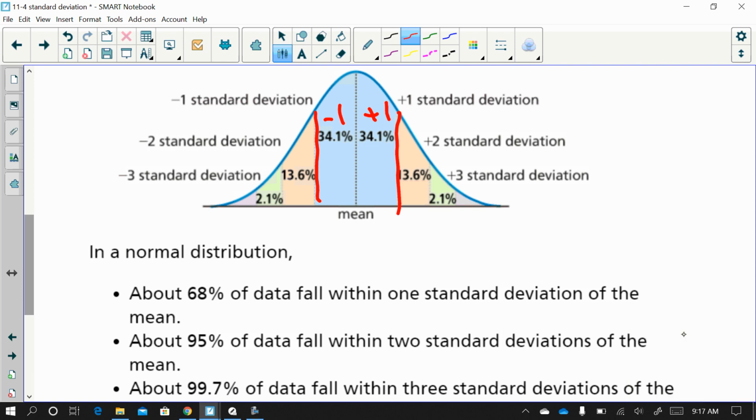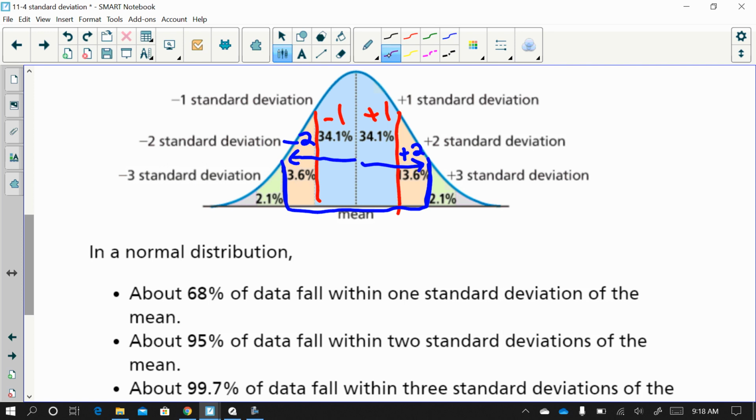Then we move into 2 standard deviations. Okay, this time it's the orangey pink, all of this area. That includes 95% of the data. So from here to here is plus 2 standard deviations. From here to here is minus 2 standard deviations.